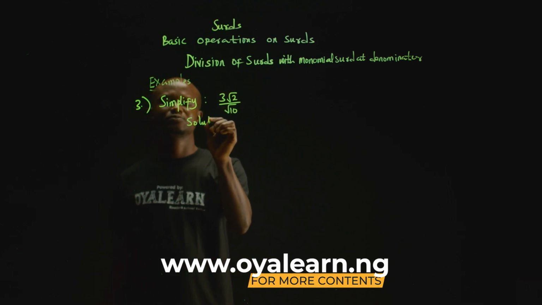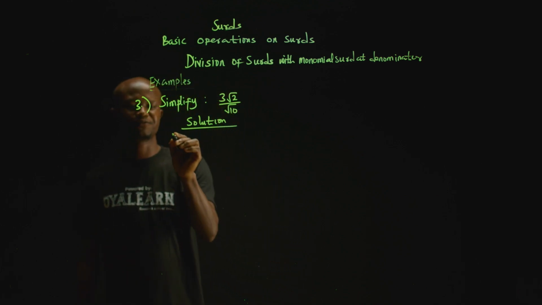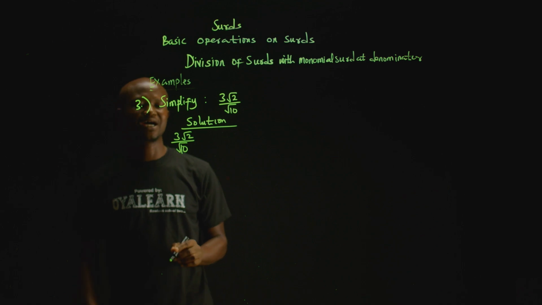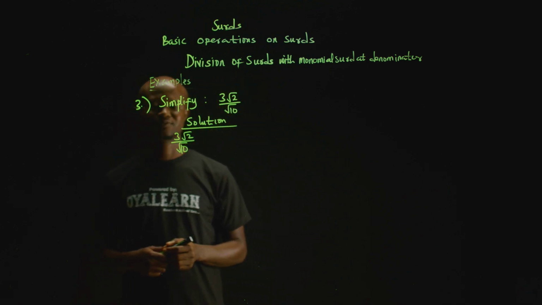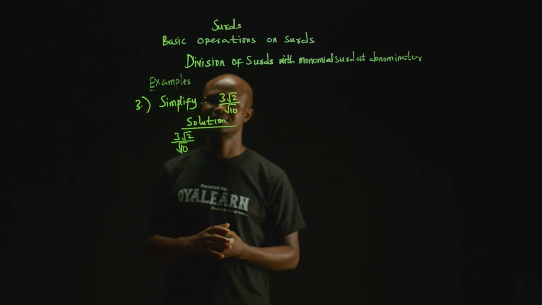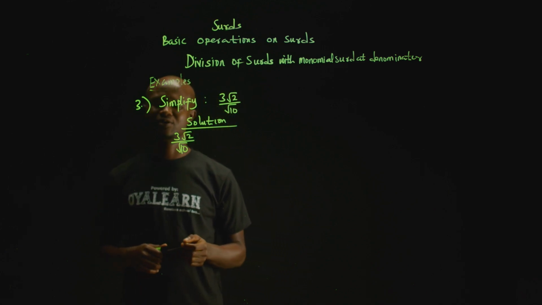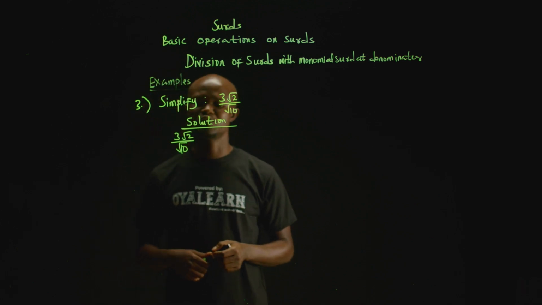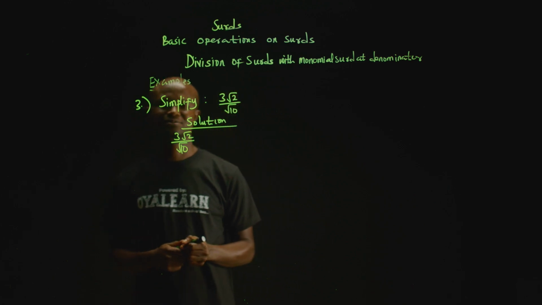Solution. Now we have 3 root 2 divided by root 10. We can simplify this by rationalizing, based on the fact that root 10 is an irrational number. So for us to make the denominator rational, we multiply both numerator and denominator by root 10.